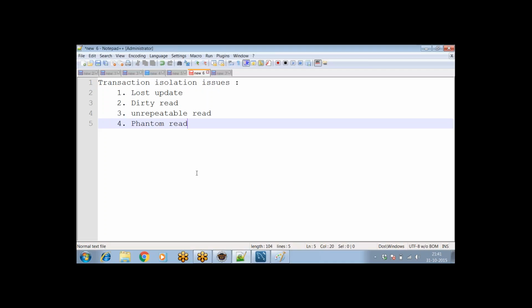In case of unrepeatable read, we are only talking about one row, a particular row. When a transaction is reading a particular row twice, you get different results both times. That means once you read it, you got one row, and when you read the same row again, this time the row data is different. That was unrepeatable read. Phantom read is also very similar.